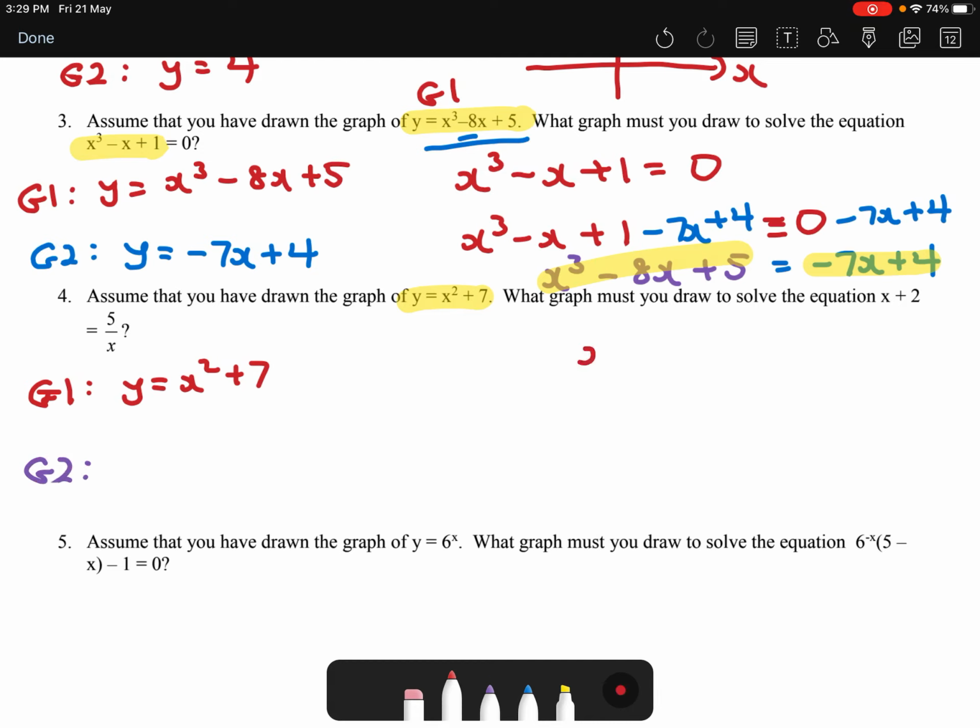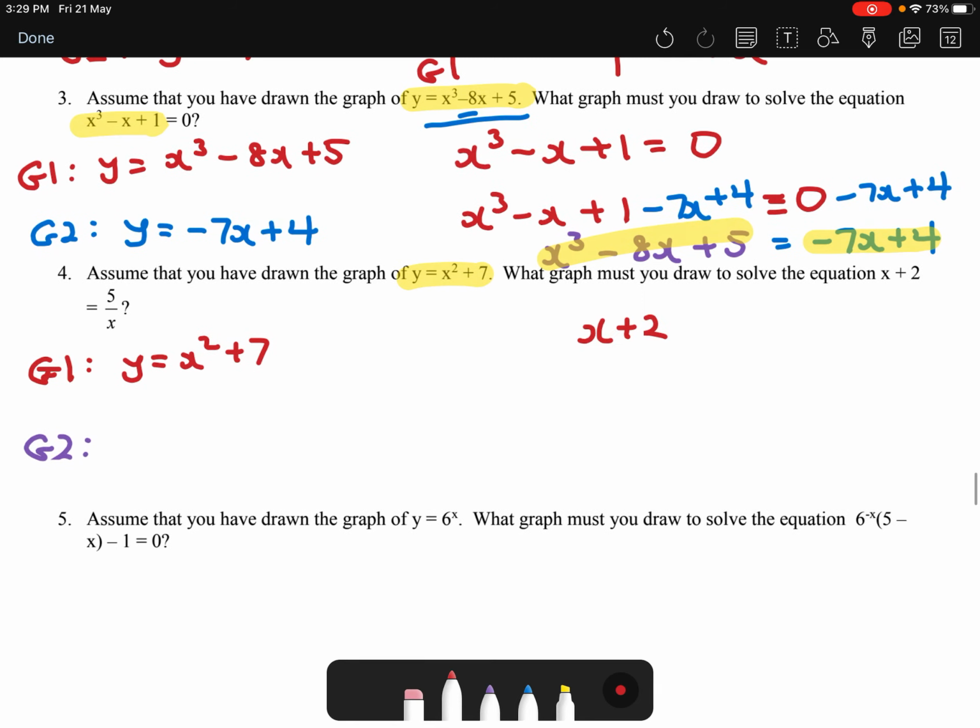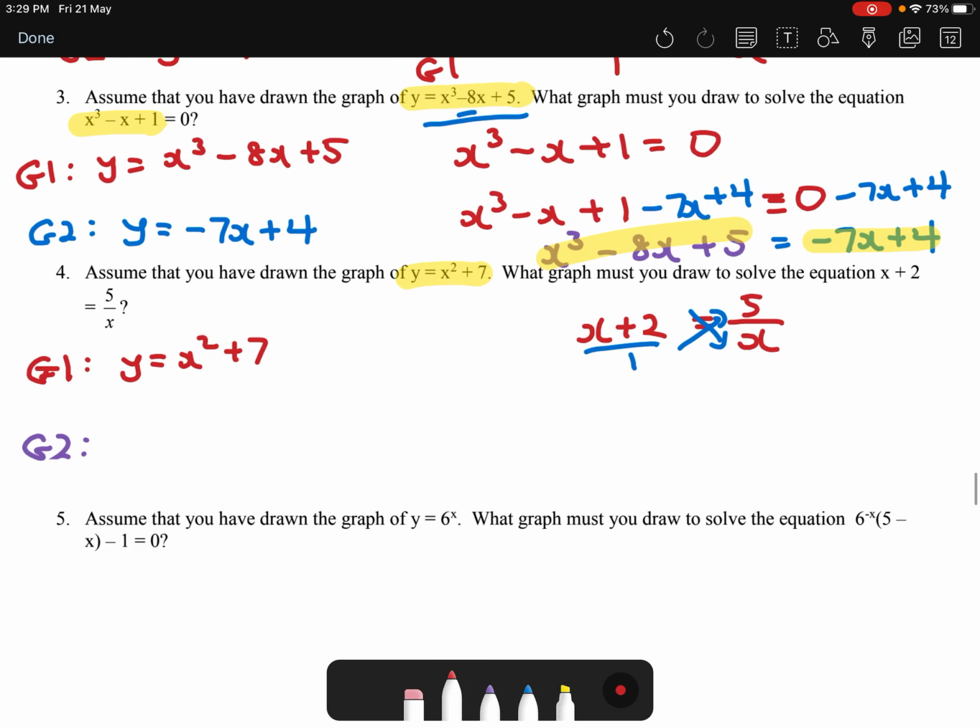Okay, so let's try together. x plus 2 equal to 5 over x. So you can see that I do not have any graph. I mean, in this equation you can't see any graph number 1 inside, but I can manipulate. Okay, so this one you simply use cross multiplication. You cross multiply first to help you see better. So on the left hand side, x squared plus 2x is equal to 5.